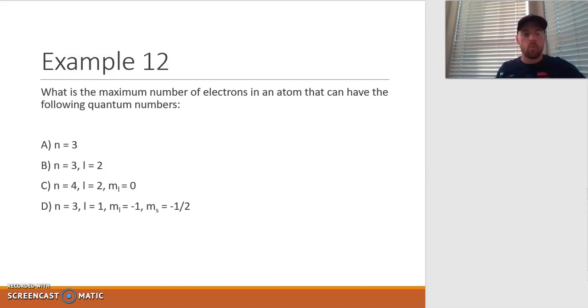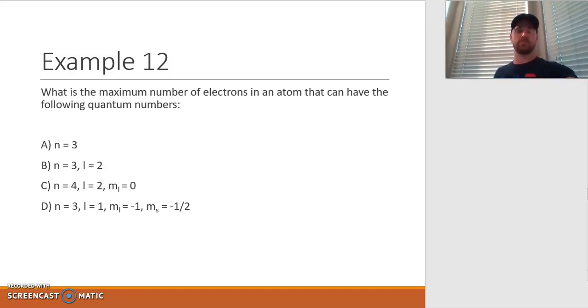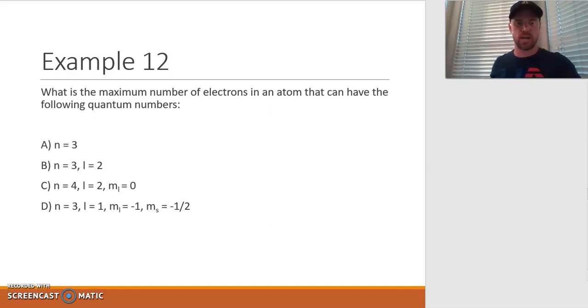Example 12. What is the maximum number of electrons in an atom that can have the following quantum numbers? So each of these letters, A through D, is a separate question. So let's take a look at the first question, A. What it's saying is how many electrons in an atom could have an n value of 3, and that's it, right? N value of 3.